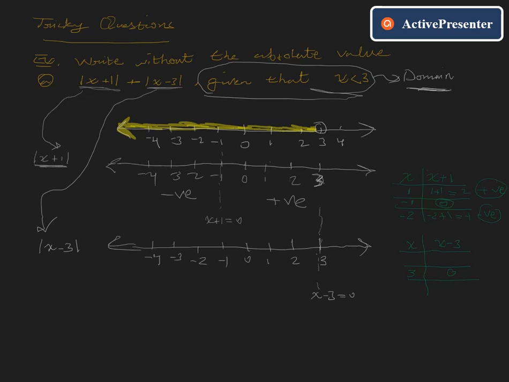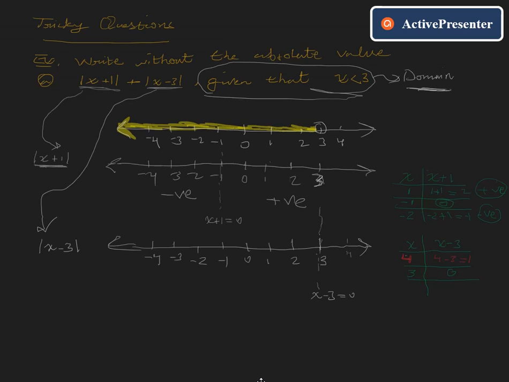Let's now see values to the right of x equals 3. If we say here, of course, 4, for example. Let me draw it with red, okay? If we say 4, then this expression is 4 minus 3 equals 1.